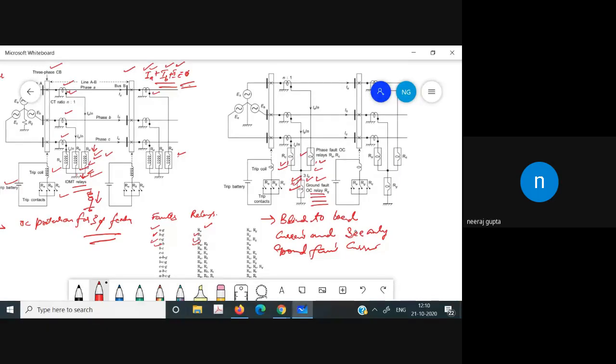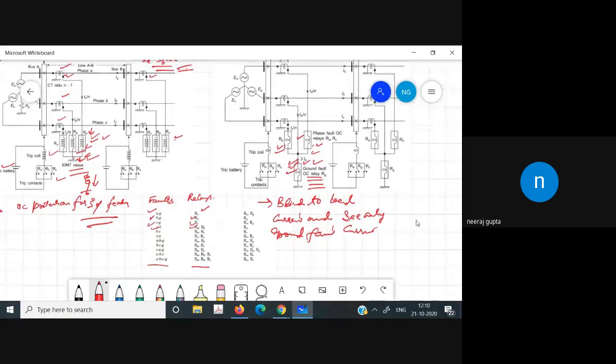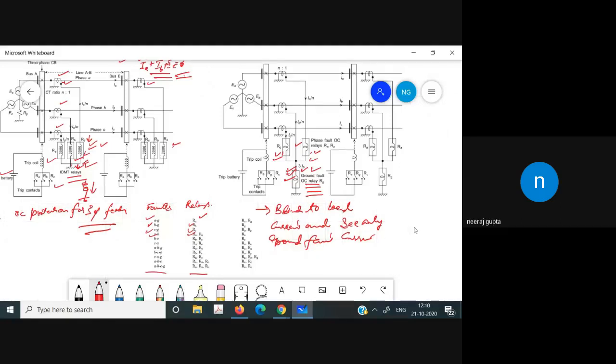So this is the scheme, and it will cater to all the 11 faults that we discussed in the previous scheme also. This is circuit B and this is circuit A, let us suppose. So it will cater to all the faults if we use this scheme and the ground fault overcurrent relay.